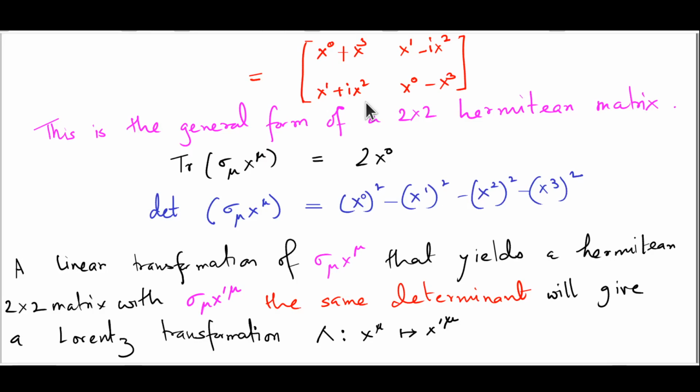So to get a Lorentz transformation on the 4 vector x, all you have to do is ensure that the matrix sigma mu x mu after the transformation stays Hermitian and has the same determinant.